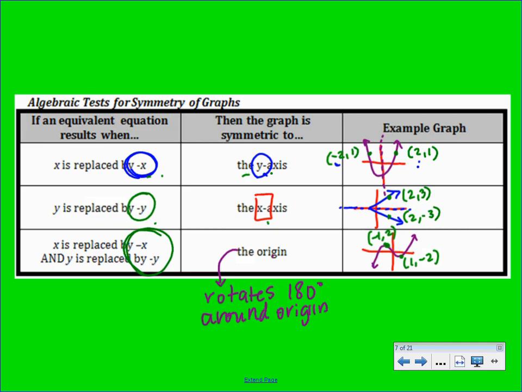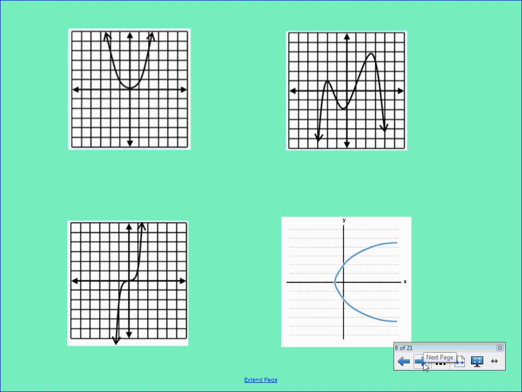So, the next part you don't have on your notes. I want you to just look up here with your partners. Discuss these four graphs and what type of symmetries each one has.